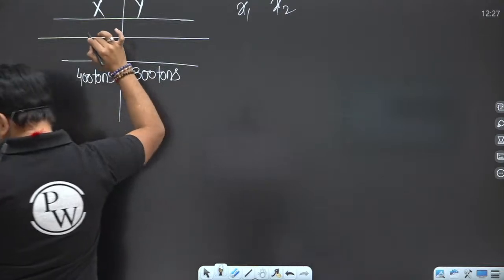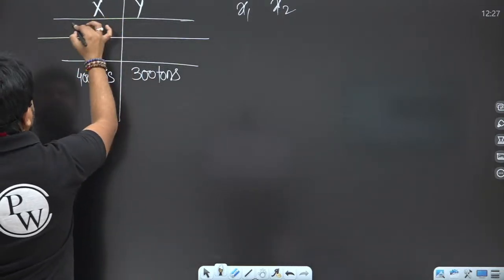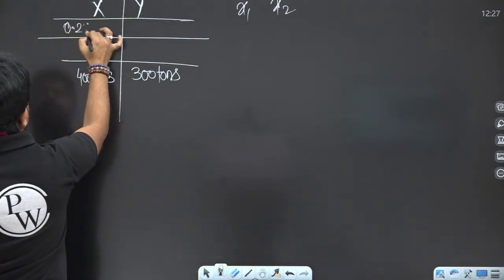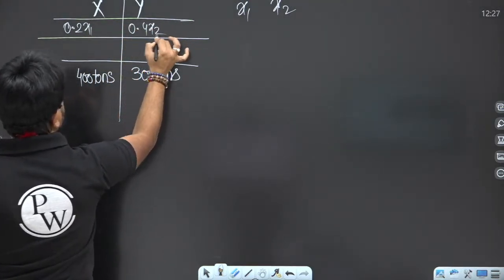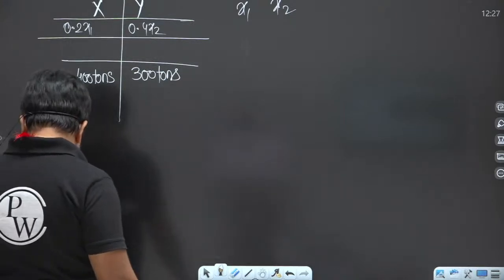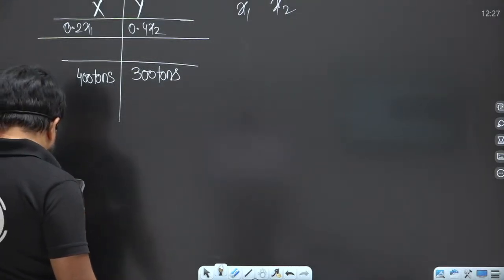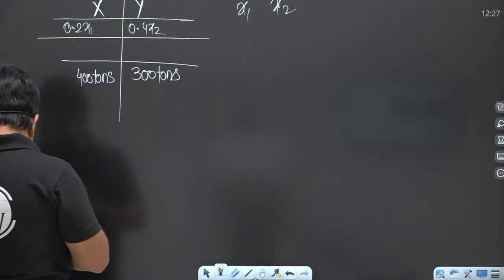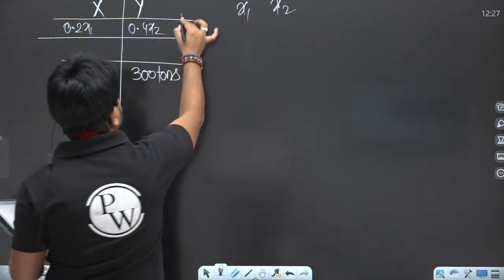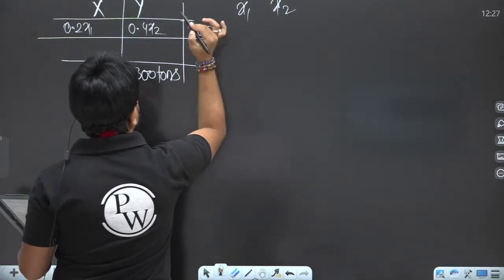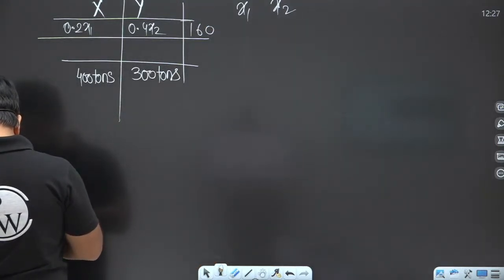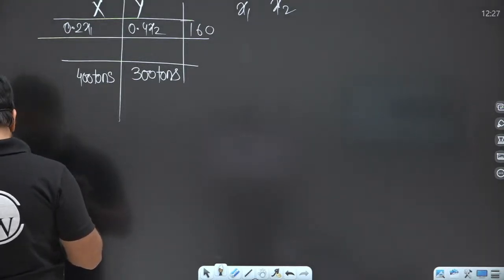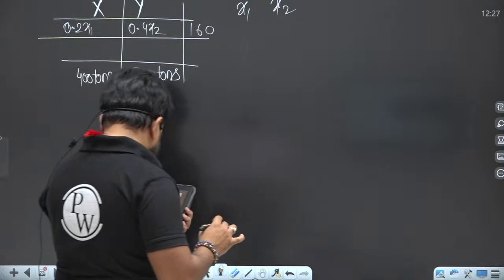So if you are producing, 0.2 x1 is the total for X, 0.4 x2 is the total for Y. And the total hours is not greater than 160. Now this is a constraint. So what is the constraint basically?